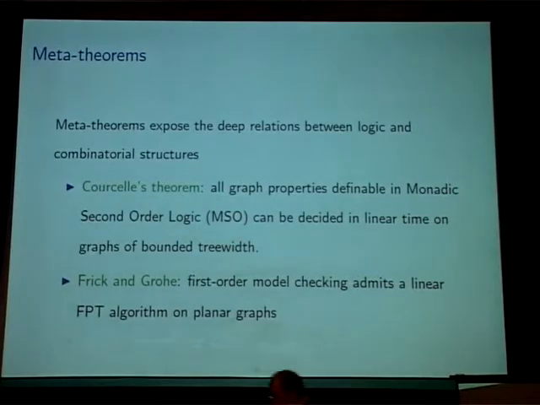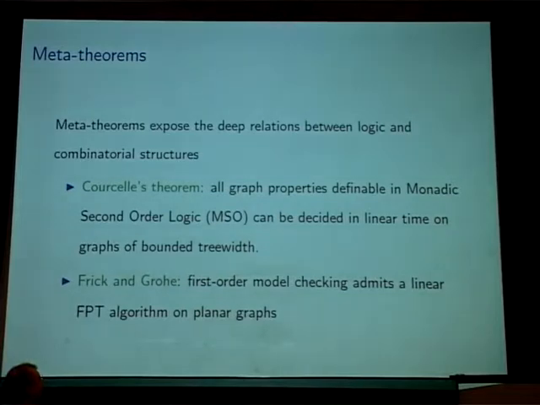The famous example of such a meta-theorem is Courcelle's theorem, which says that every problem definable in monadic second-order logic can be decided in linear time on graphs of bounded treewidth. So it describes a huge class of problems in terms of some logic, and then there are also combinatorial restrictions, graphs of bounded treewidth. When you combine the two things, you have an amazingly wide class of problems and results.